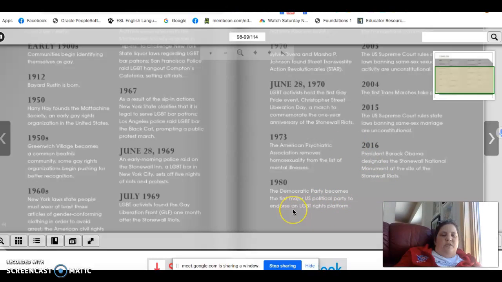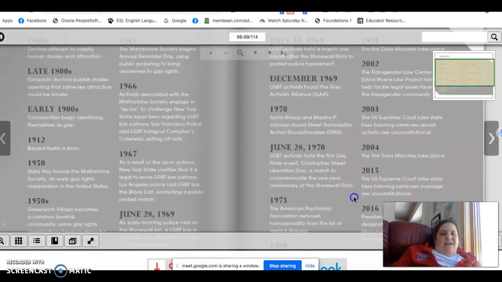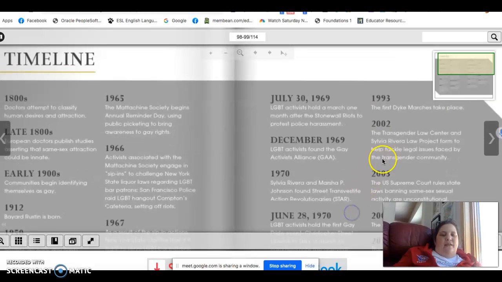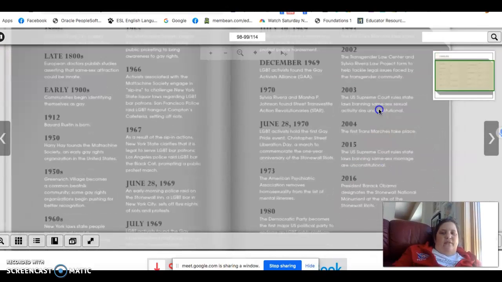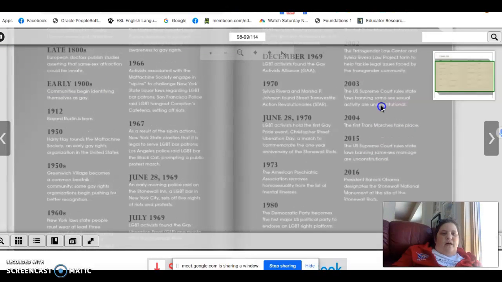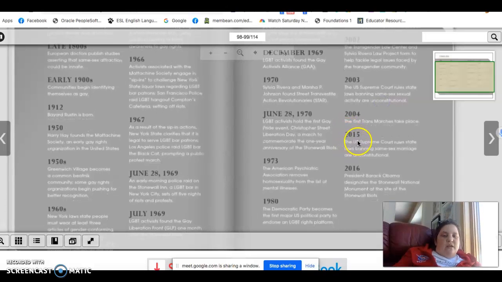So giving LGBT people equal rights really didn't start until the 80s. I can't believe I'm still on here. Then it went to, for crying out loud, this zoomer is really bad. Then it went to 2015 when the Supreme Court said same-sex marriage is constitutional and everybody needs to let LGBT people get married. And then in 2016, Barack Obama made a national monument at the site of the Stonewall riots.